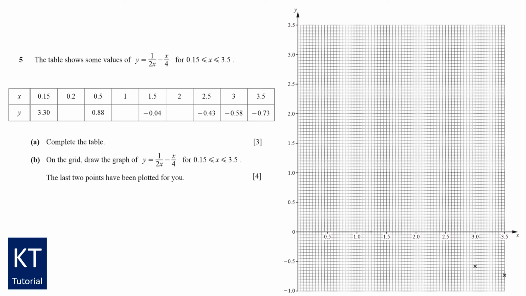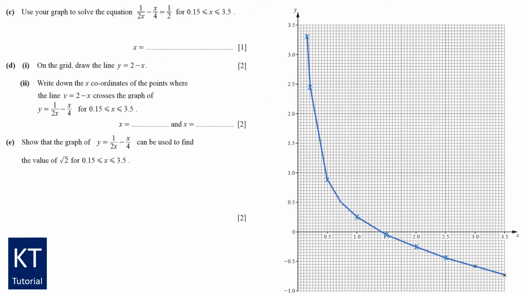Question 5. The table shows some values of the equation y. Complete the table. To get to the first y, you substitute x equals 0.2 into the equation of y. This gets us to y being equal to 2.5 minus 0.05, which is 2.45. You repeat this process for the remaining y values. Next, on the grid, draw the graph of the stated equation. The last 2 points have been plotted for you. This can be achieved by marking each of the remaining coordinates on the graph and drawing a line that joins each of these points in succession.